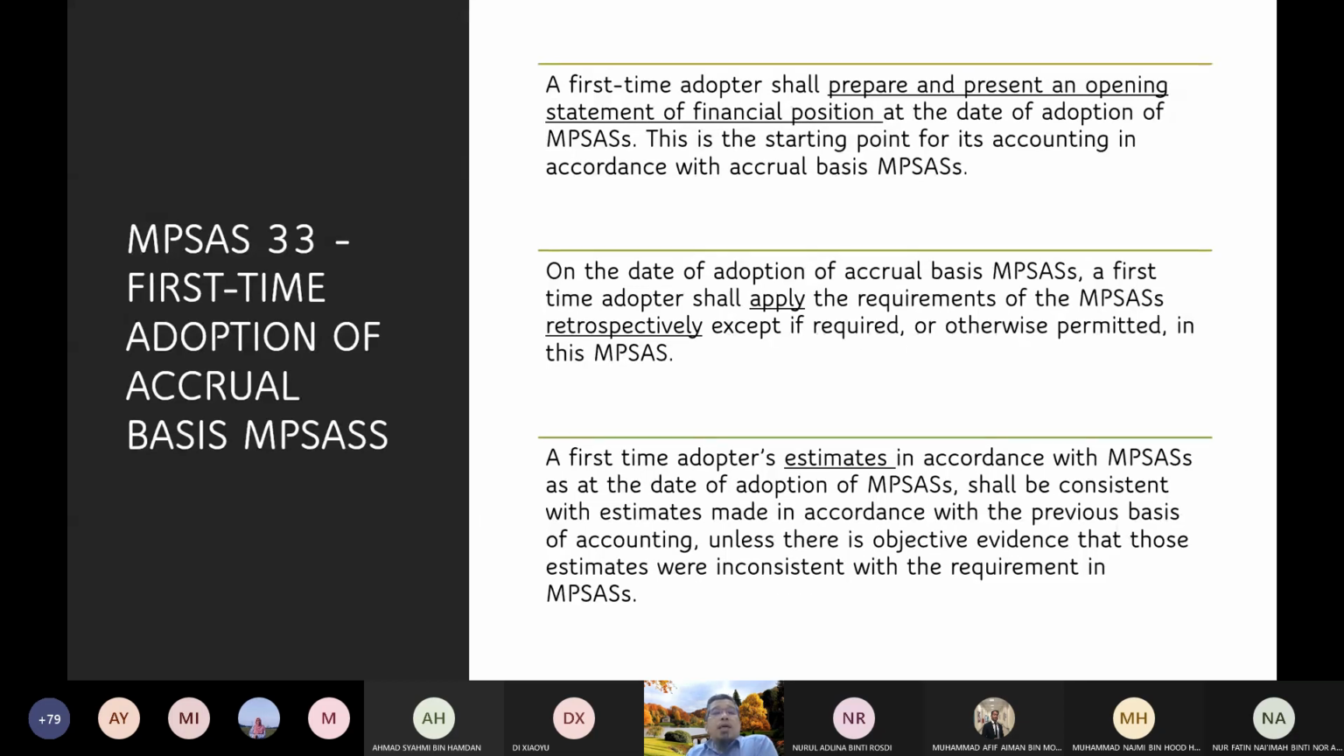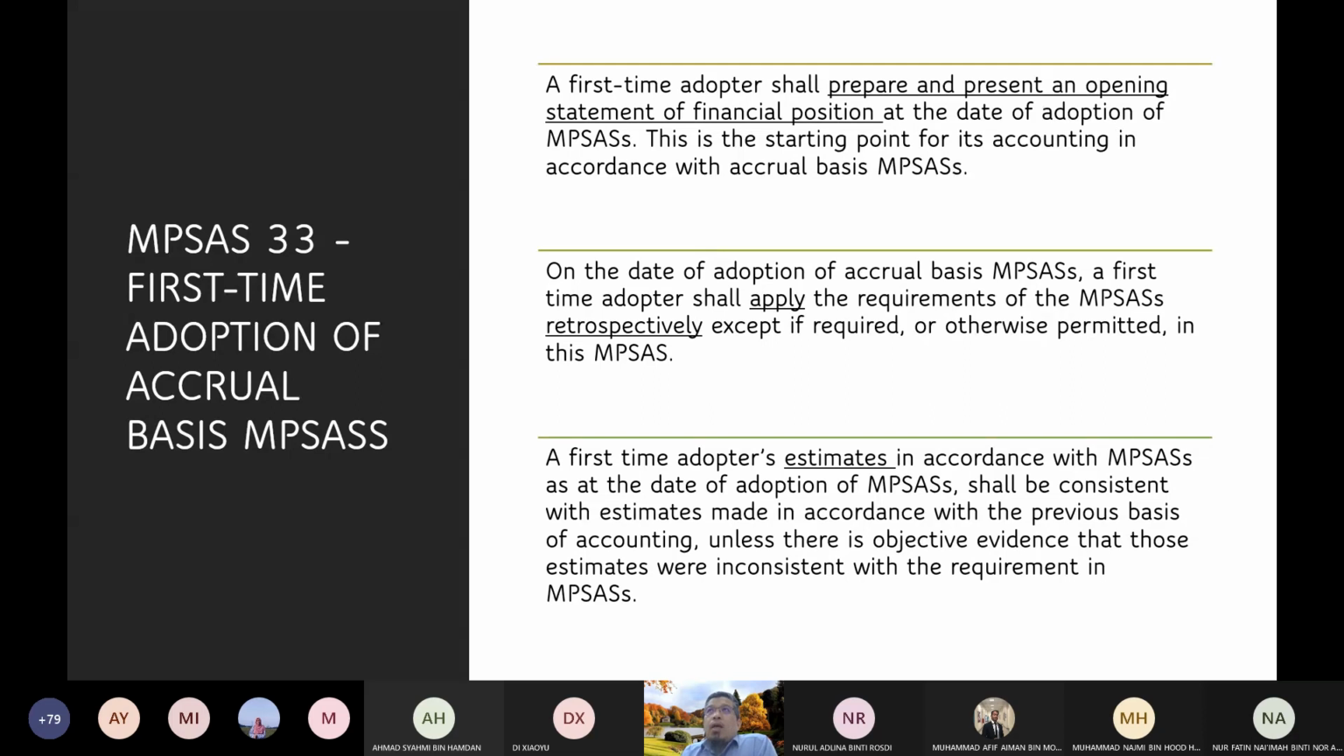So what are the items? I think we just discussed the main one. A first-time adopter shall prepare and present an opening statement of financial position at the date of adoption of MPSAS. This is the starting point for its accounting in accordance with accrual basis MPSAS. So in other words, all these accounts need an opening balance. So with that, there must be initial financial statements.